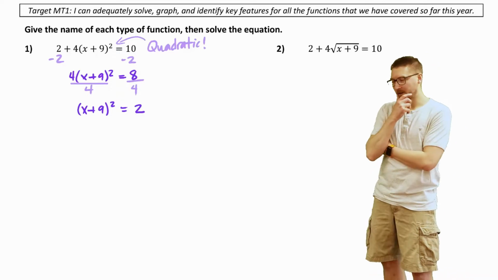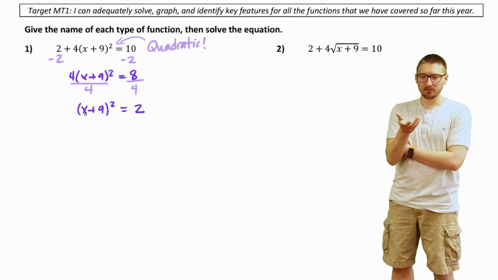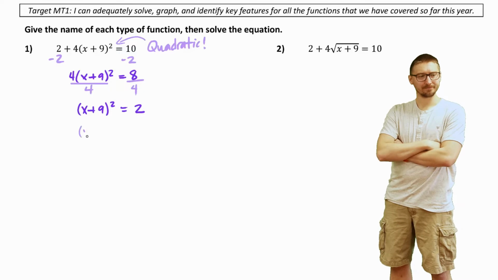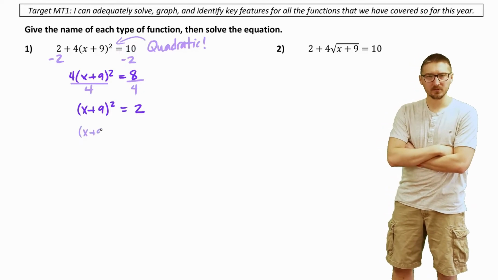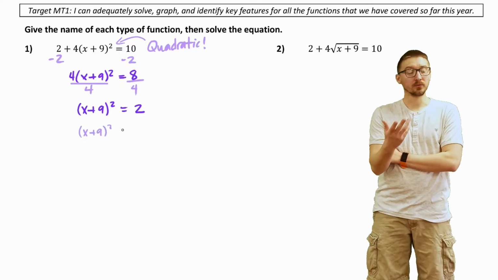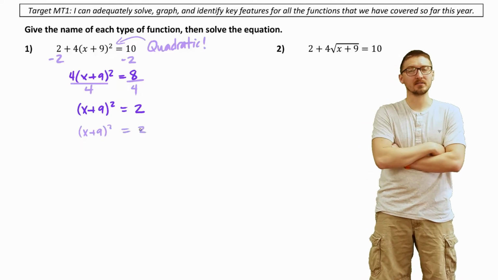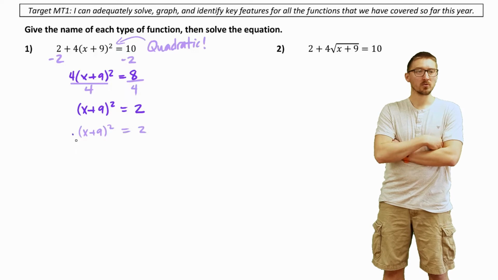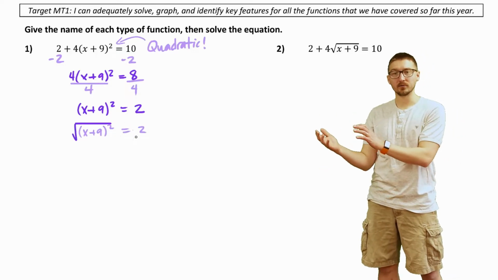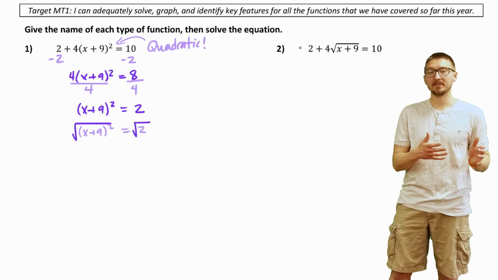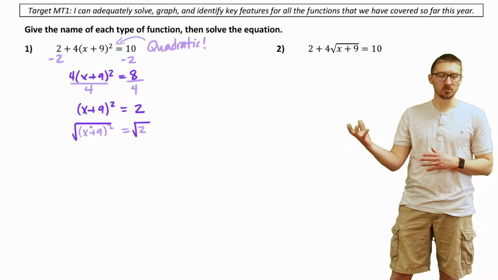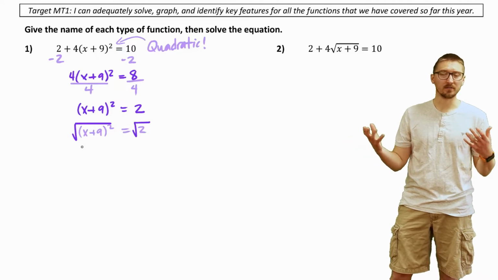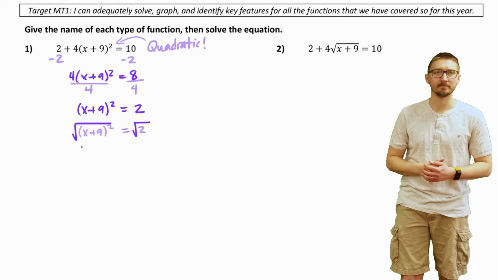Now how do we get rid of a squared? How do we get rid of that exponent of 2? Well, if you remember, the opposite of that exponent is a root of a similar size, and to get rid of the 2, you need a square root. So we're going to square root the right-hand side, and we're going to have to square root the left-hand side as well. You can't just square root one side and not the other. You have to maintain balance in this equation.